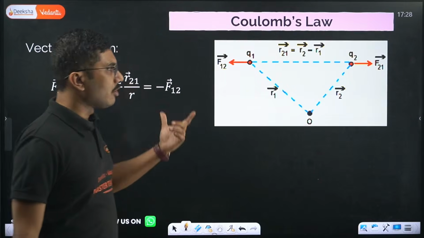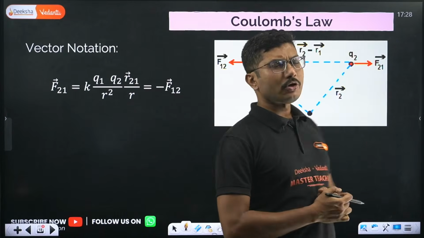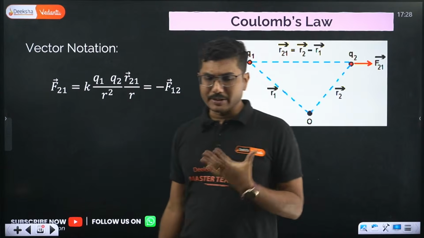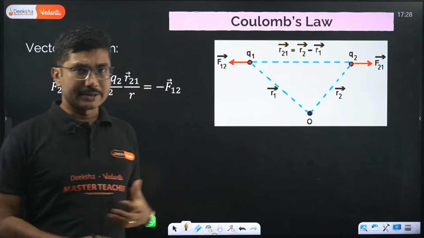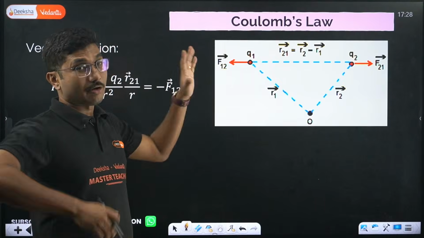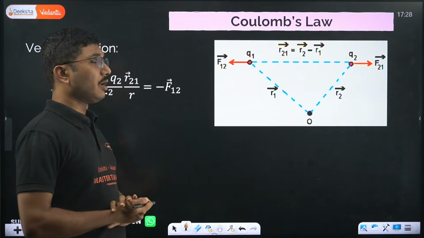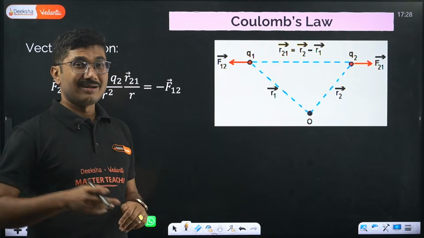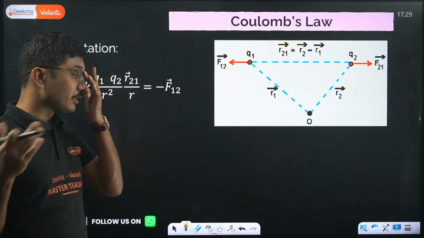Now, Coulomb's law in vector form is very, very important in your PU exam. It also came once in your final KCET exam as well. We will show that question as well.